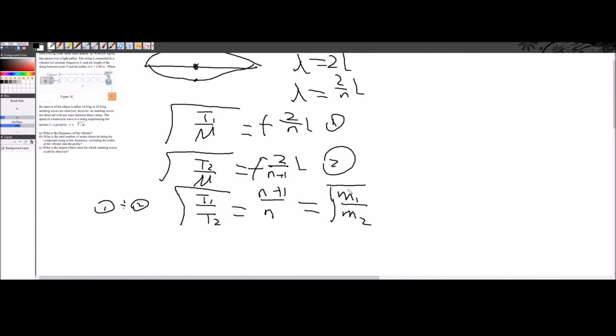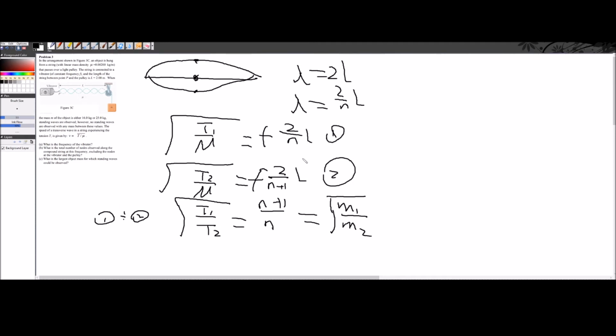Now I want to find which is mass 1, 16 kilograms or 25 kilograms. Let's first look at this equation. Now n is bigger, so the value on the right side must be smaller, and this side must be bigger. I want this to be bigger, so the tension in here must be bigger. This must be a bigger mass, so this is 25 kilograms. Similarly, this will be 16 kilograms.